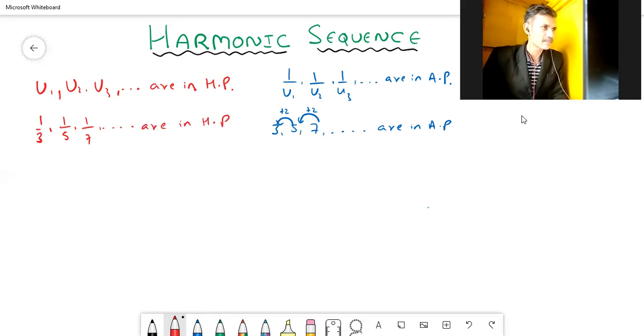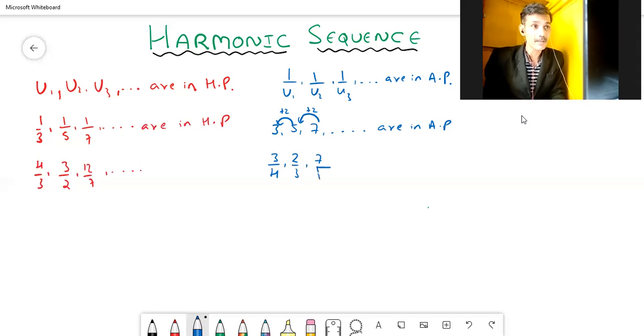Some more numerical examples we take, like 4 upon 3, 3 upon 2, and 12 upon 7. Whether they are in harmonic progression or not? First we'll take the reciprocals. The reciprocal of 4 by 3 is 3 upon 4. The reciprocal of 3 by 2 is 2 upon 3. The reciprocal of 12 by 7 is 7 upon 12. How to check? Just see the difference of the first two terms, second term minus first term.